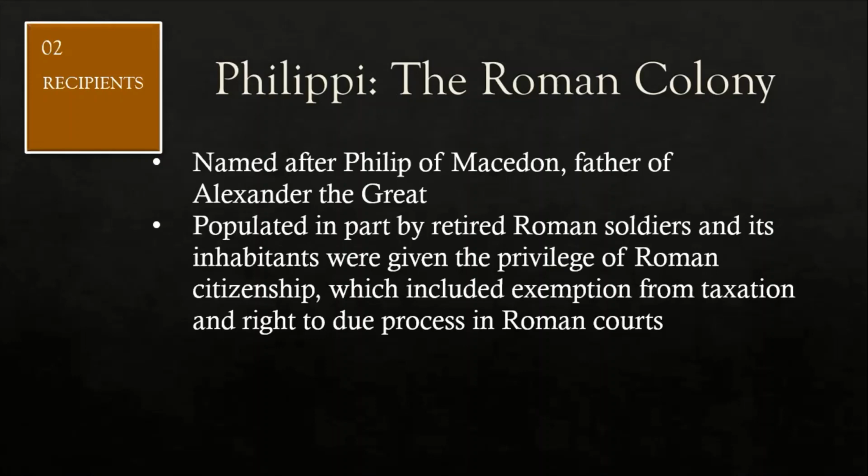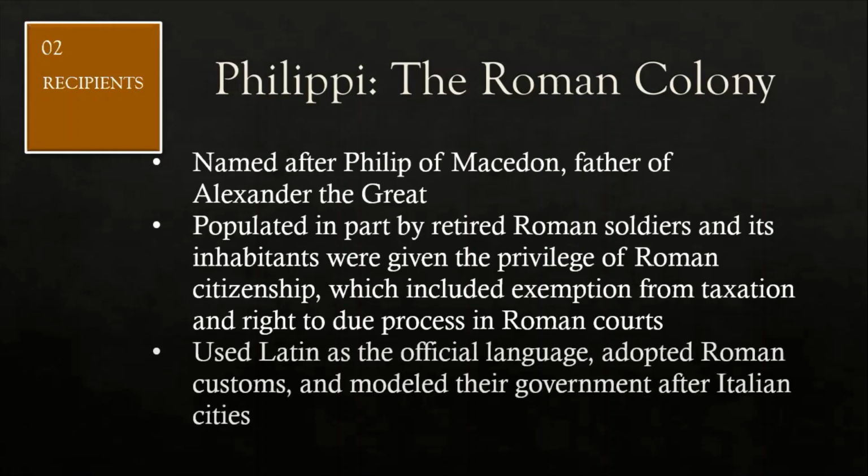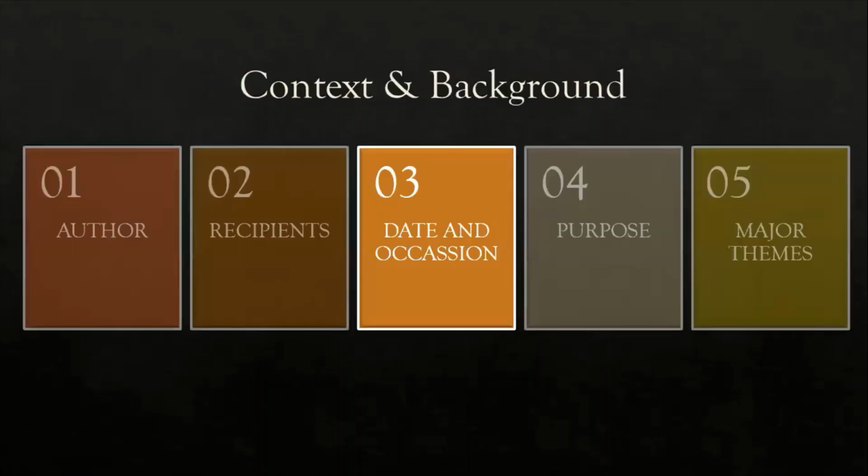Your citizenship in heaven is more valuable than your citizenship in Rome. So yeah, that's quite an important detail that we have to remember also as we are reading this letter. So the Philippians, the city, used Latin as the official language. They adopted Roman customs and modeled their government after Italians. This is quite a Roman colony. Yeah. Next element is the date and location.